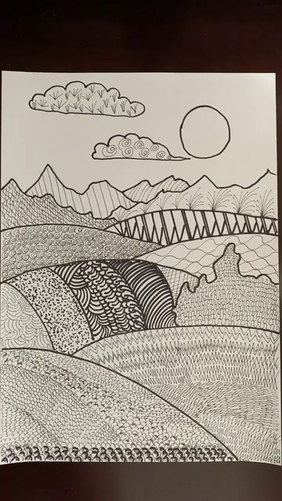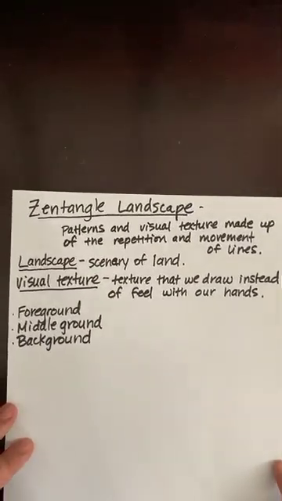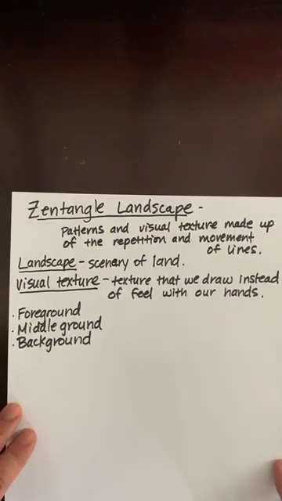Today we're working on a project called Zentangle Landscape. What is a Zentangle Landscape? Well, let's review some words. Zentangle Landscape is a landscape made of patterns and visual texture. It's made of the repetition and movement of lines.